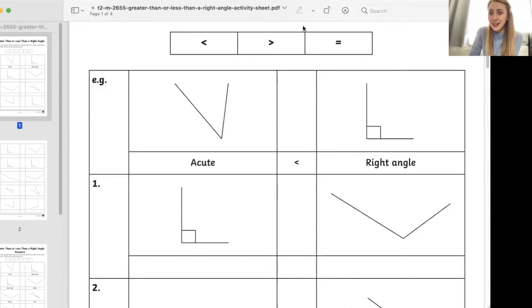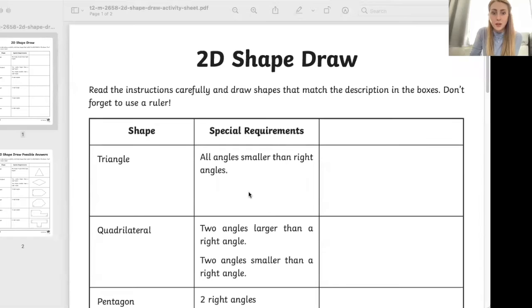Secondly, we've got a slightly more difficult sheet for you to do, which looks like this. Your task on this sheet is going to be to have a go at drawing some of these shapes. So the first one, for example, is a triangle. Now, you know that triangles are three-sided shapes. They come in lots of different forms.